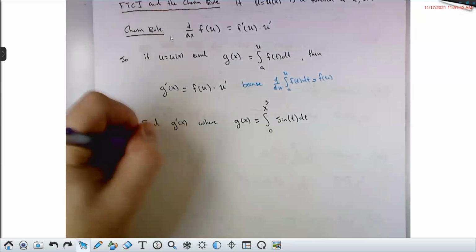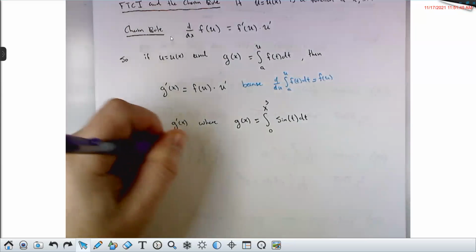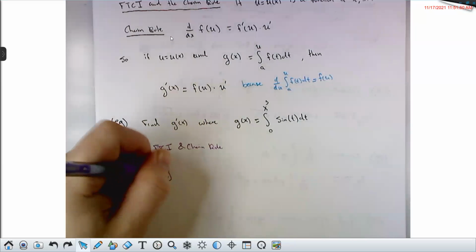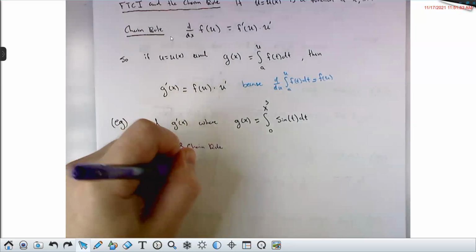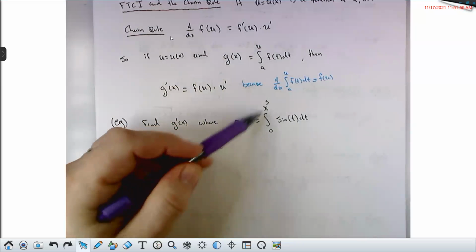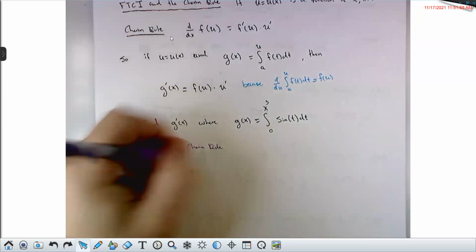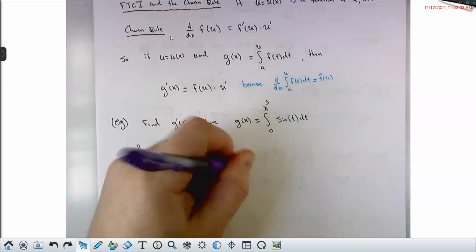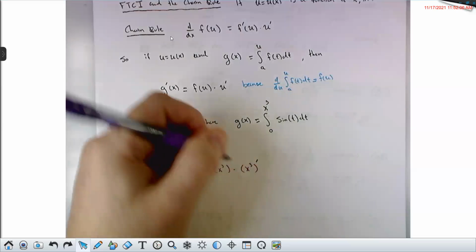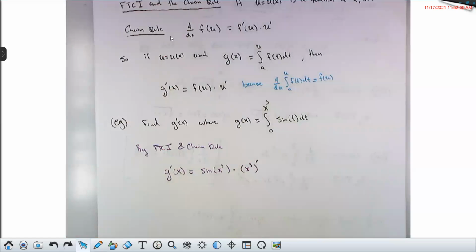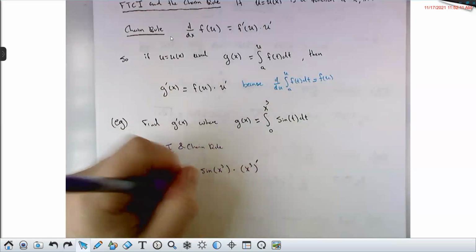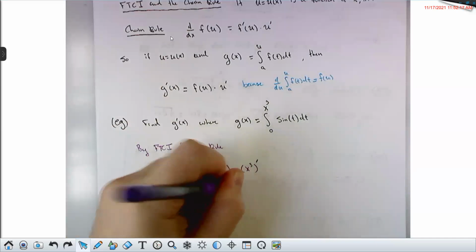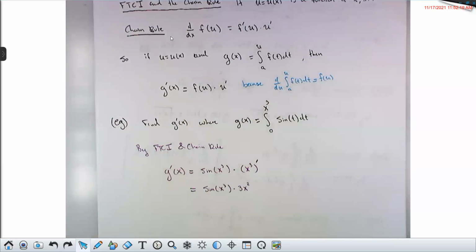So here we'd say by FTC1 and the chain rule, g primed of x, if I differentiate the outer thing, which is the integral, leaving the inside alone, that would just be sine of x cubed. But then by the chain rule, I need to multiply by the derivative of x cubed. And that's the sine of x cubed times 3x squared.